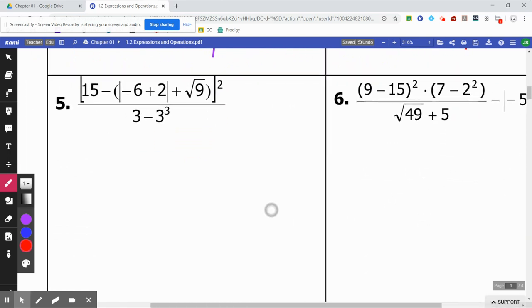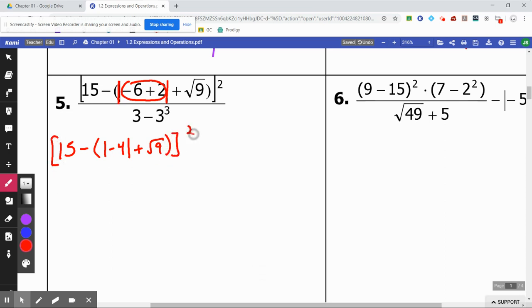Number 5, got a lot of grouping symbols on top. So as I write this down, 15 minus, these are the innermost grouping symbols. So we're going to do this negative 6 plus 2 first as I write it down. So it'll be 15 minus negative 6 plus 2 would be a negative 4 plus the square root of 9, close parentheses, and that whole thing is being squared.